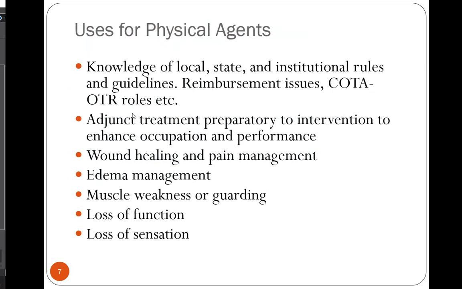Now, in order to effectively use physical agent modalities, the therapist needs to be aware of their local and state rules and regulations. You have to know what is the scope of practice in your particular area, whatever state you're in. You also have to know your own hospital rules, the institution you work in. What are their rules and guidelines. You also have to know the reimbursement rules. If you're working with insurance, for example, it may be different than if you're working for Medicare.